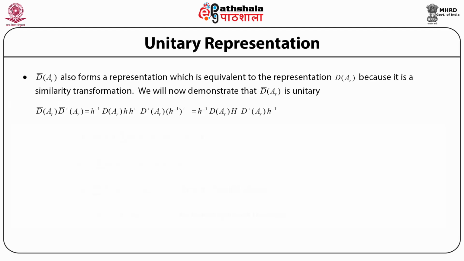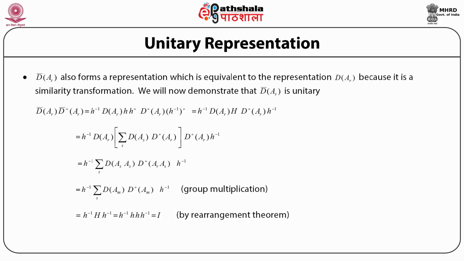So, consider D bar A times D bar dagger A, which is h inverse D A(R) h, and then the dagger is h dagger D dagger h inverse dagger, which can be manipulated slightly so that you can write this as h inverse sigma over S D of A(R)A(S) D dagger of A(R)A(S) h inverse, where we have used the group multiplication. This is equal to h inverse D A(M) D dagger A(M) h inverse, again by using the group multiplication law, which is h inverse capital H h inverse, which is equal to a unit matrix by the rearrangement theorem. Hence, the proof is complete.